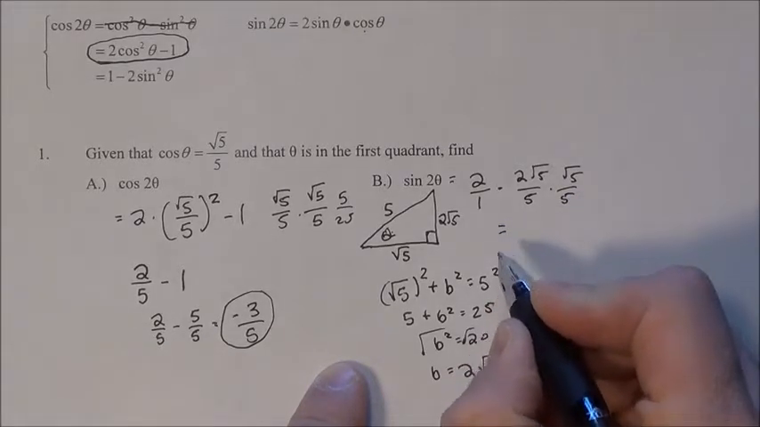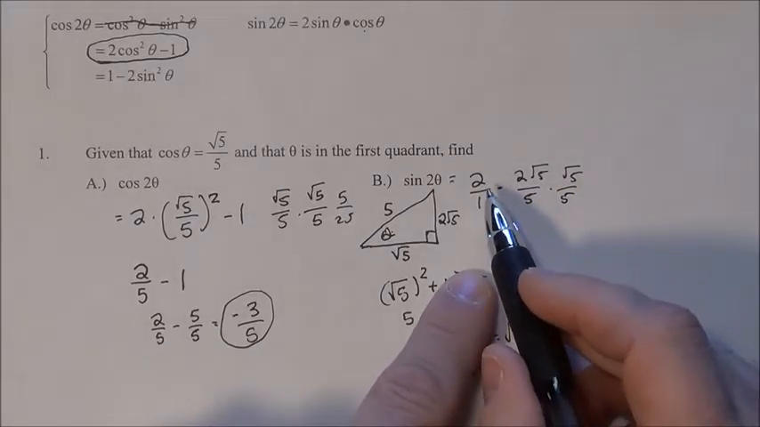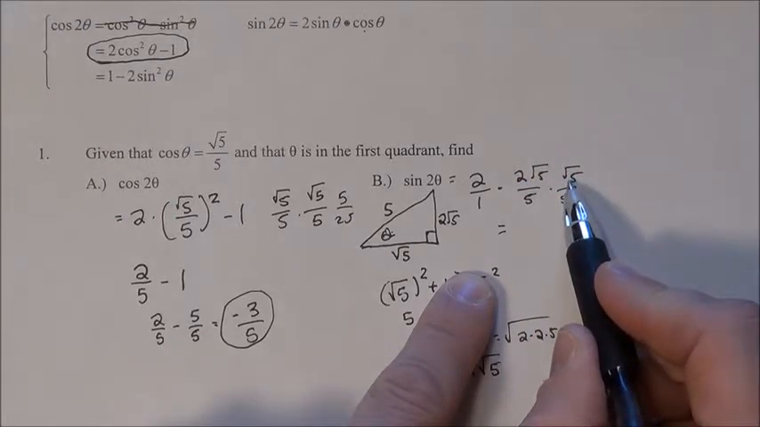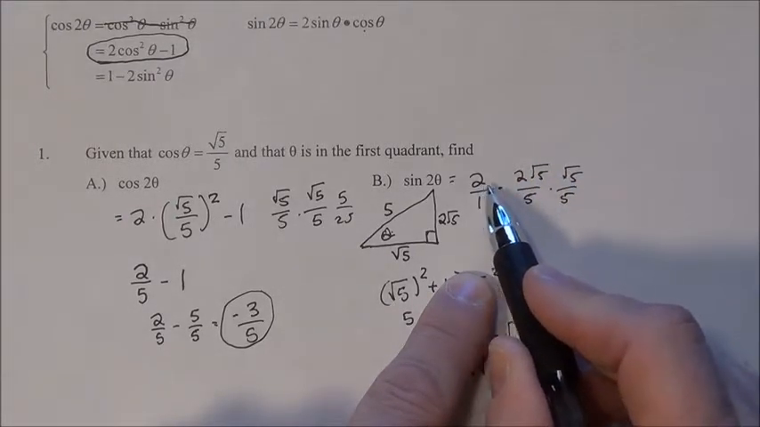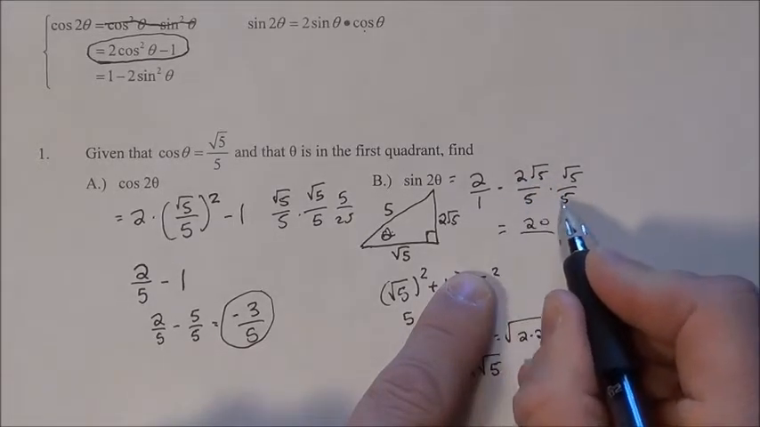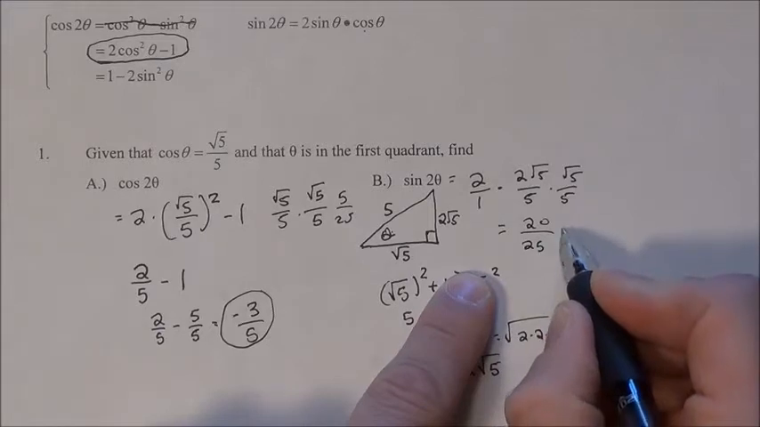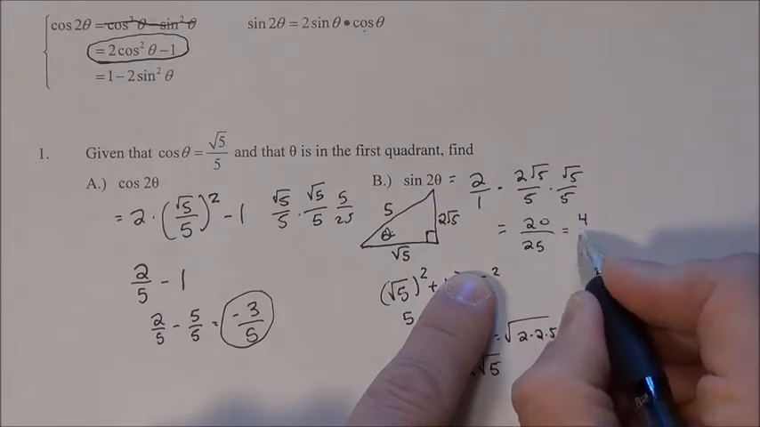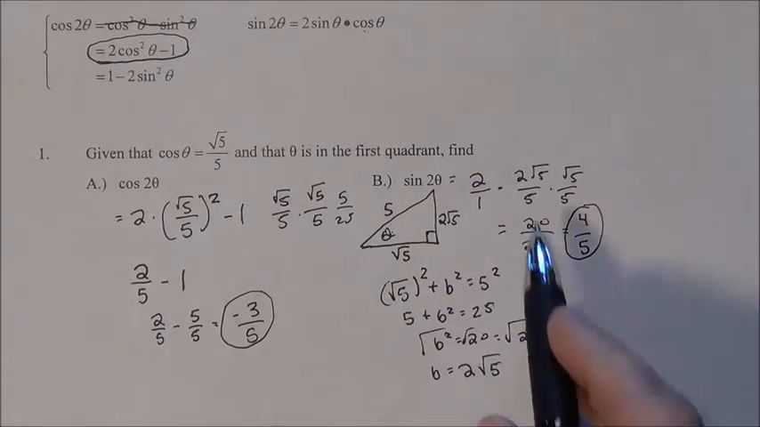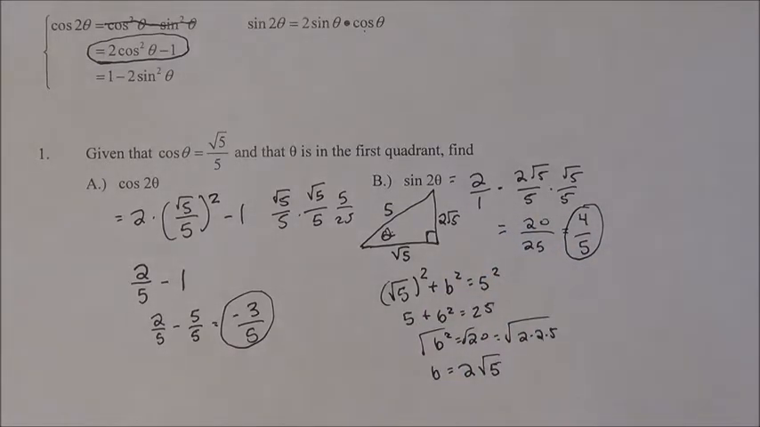Now we just need to see what all this gives us. Up top you have 2 times 2, which is 4. Root 5 and root 5 is how much? Well, that's just a 5. So 2 times 2 is 4, times that 5 gives me 20 on top. 1 times 5 is 25. That simplifies to an answer of 4/5. A little bit messy in here, but that's okay. You should be able to see what I did. So, there's the answers to problem 1 for you.